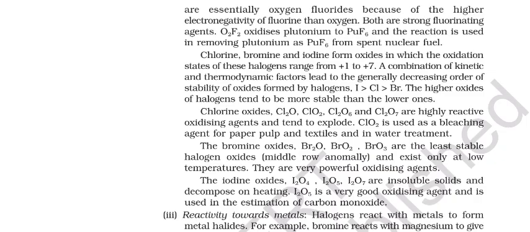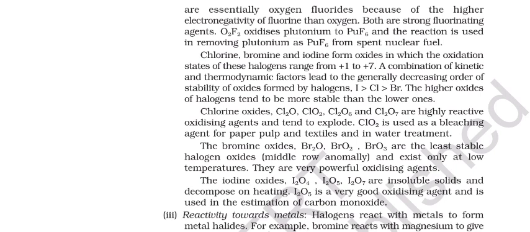Chlorine, bromine, and iodine form oxides in which the oxidation states of these halogens range from +1 to +7. A combination of kinetic and thermodynamic factors lead to the generally decreasing order of the stability of oxides formed by the halogens: I > Cl > Br. The higher oxidation states of halogens tend to be more stable than the lower ones. Chlorine oxides Cl2O, ClO2, Cl2O6, and Cl2O7 are highly reactive oxidizing agents and tend to explode. ClO2 is used as a bleaching agent for paper pulp and textile and in water treatment.